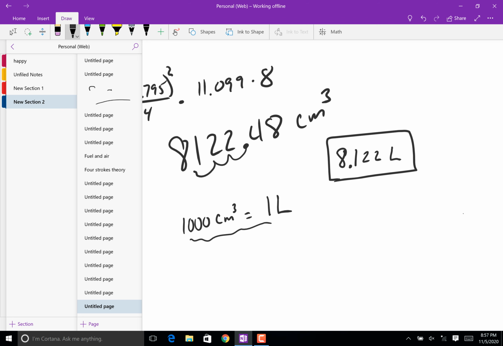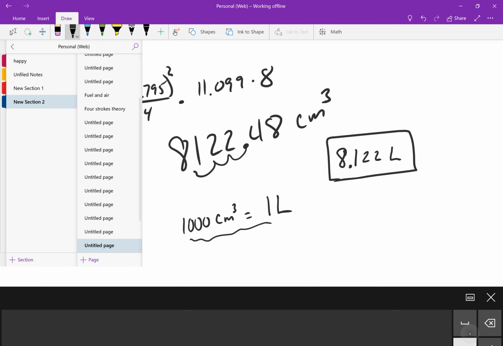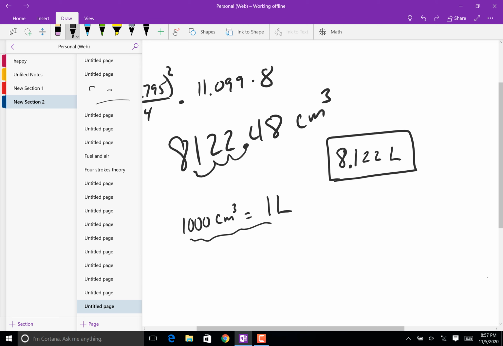That's what Chevy refers to this as, an 8.1 liter engine. They just round it off, and they round it down to there. I don't really care. I will tell you on the test what I want you to do. Probably what I'll say is: round to the nearest one decimal place liter. So that'd be 8.1 liters.